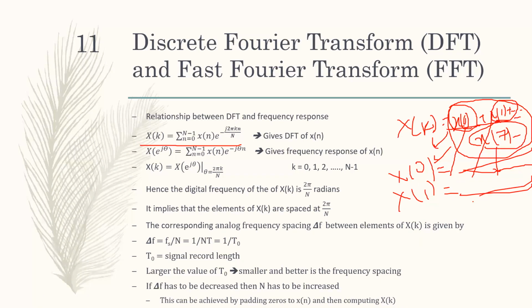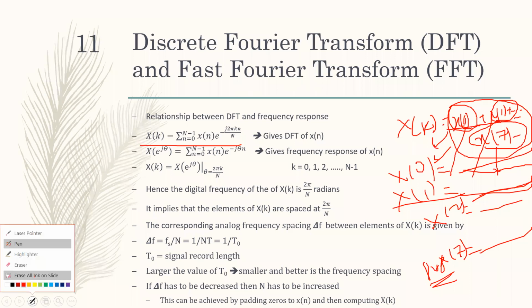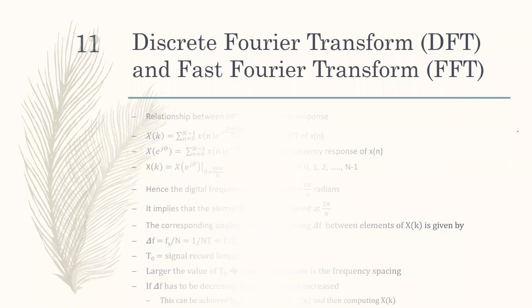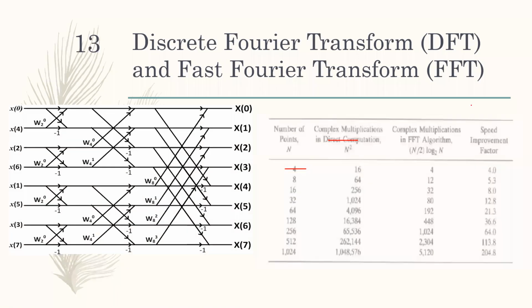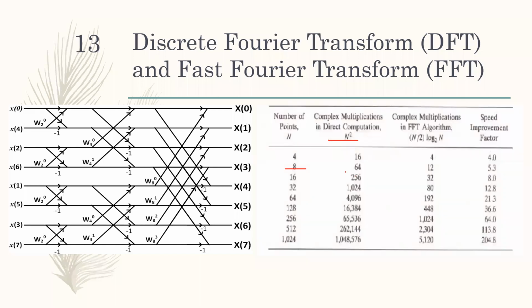So 8 for x of 0, 8 for x of 1, that is for this factor, then 8 for x of 2, and so on up to x of 7. If you just observe, I'll be having 8 into 8 multiplications involved in this case, and those are not simple multiplications, those are complex multiplications because of the complex exponentials which are present over there. Therefore you have 64 calculations for multiplication. So for 8 points, you have 64 multiplications when you're using the equation directly.